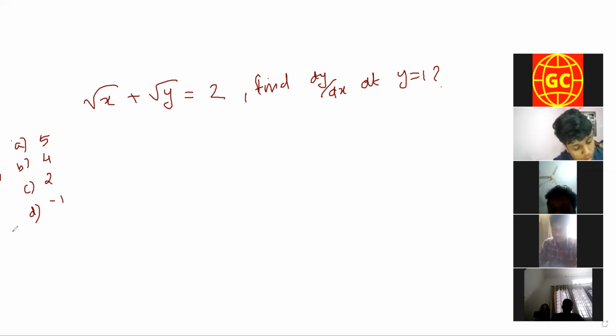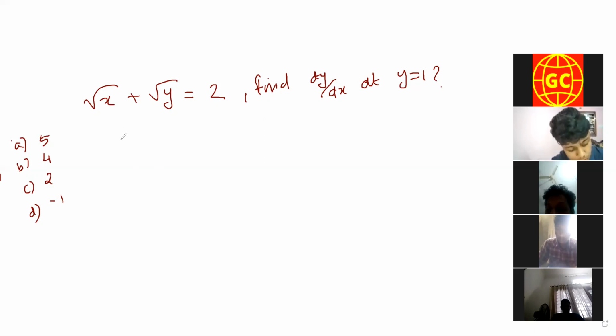Why is y is equal to 1 given? Don't substitute y is equal to 1 in the question, okay? In the answer only you can apply that. Otherwise you cannot take the derivative. So when you get the final answer, you have to put y equal to 1.